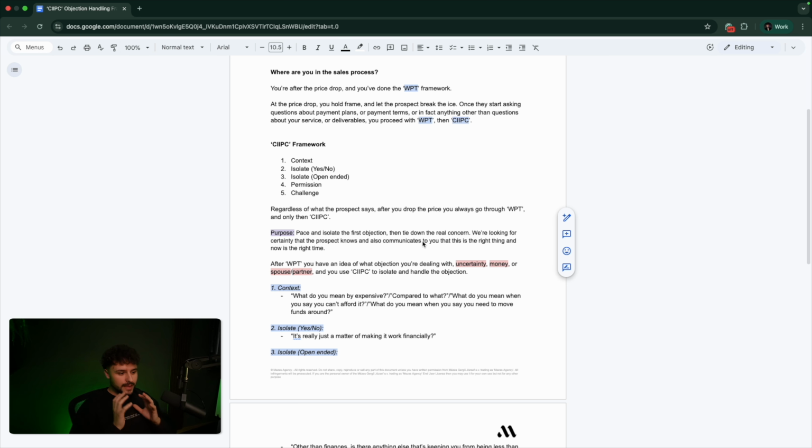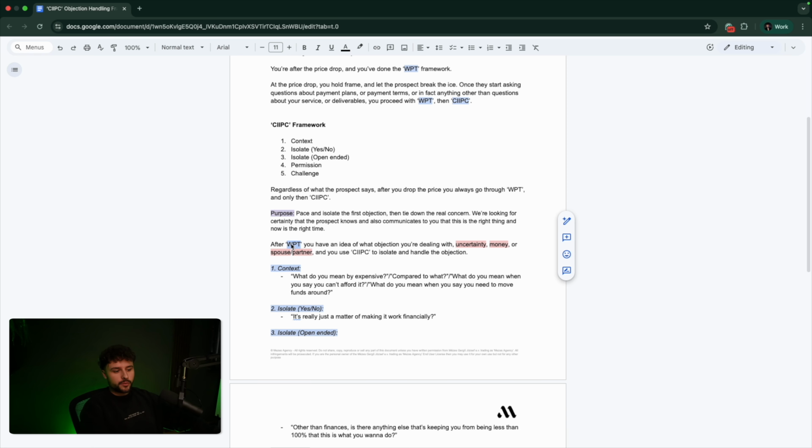Super, super important. That's when we have certainty in the prospect, and they have some sort of other concerns. Maybe it's financial, maybe it's some kind of spouse partner thing. So we need to handle that. But first things first, we make sure that they're certain and bought into the process. So that's what we achieve with WPT.